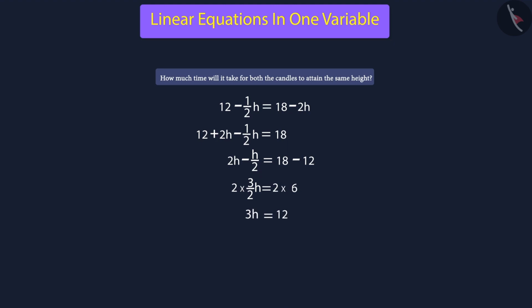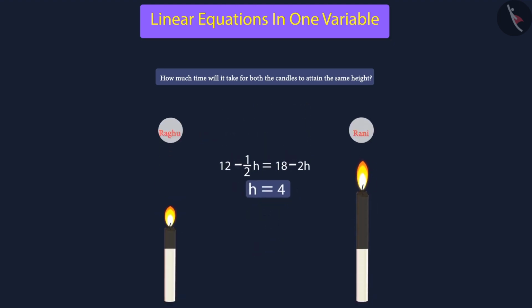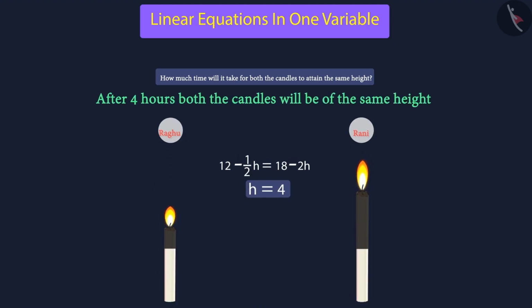Now we shall divide both sides of the equation by 3 to remove the 3 with variable h. The value of h is found as 4, which explains that after 4 hours, both the candles will be of equal height. Since the candles were lit at 6 a.m., they would be of equal length at 10 a.m.